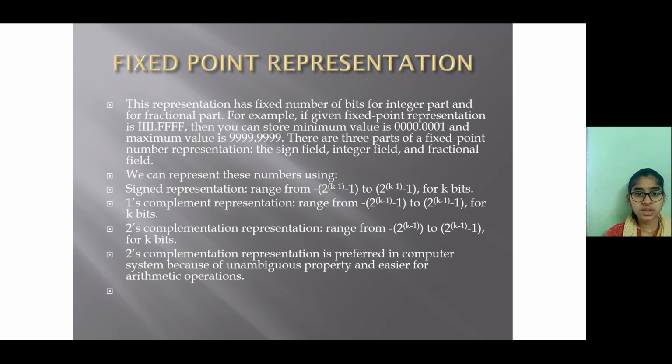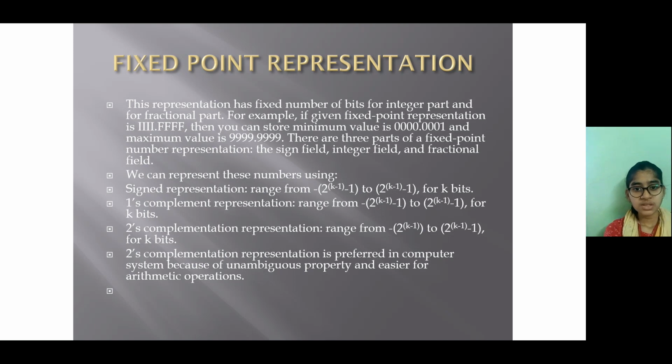What is fixed point representation? This representation has a fixed number of bits for the integer part and for the fractional part. For example, if the given fixed point representation is given here, then you can store a minimum value of 0.0001 and a maximum value of 9999.9999. There are three parts of fixed point number representation: the sign field, integer field, and the fractional field.